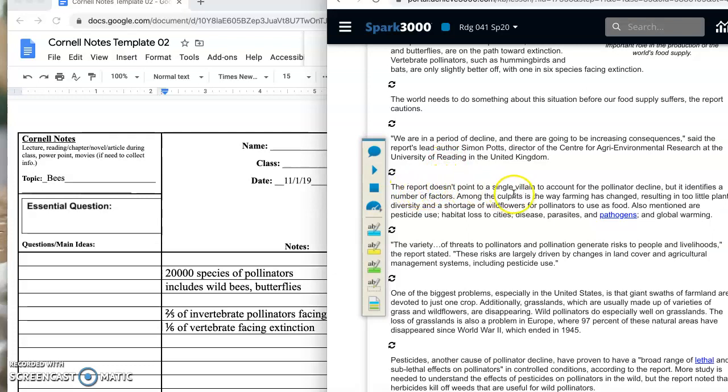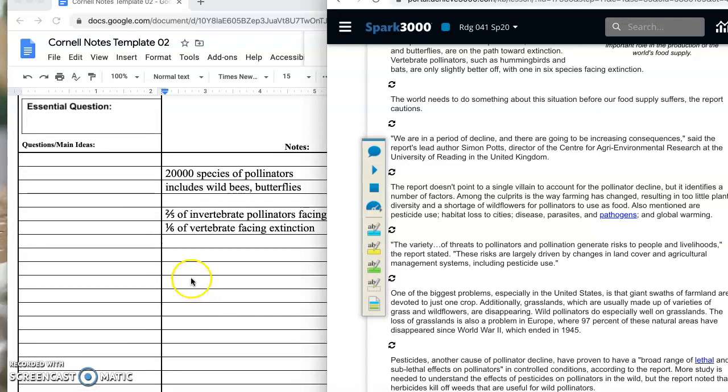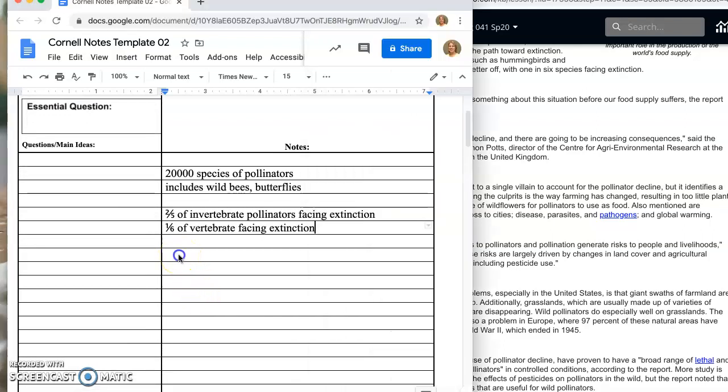The report doesn't point to a single villain to account for the pollinator decline, but it identifies a number of factors. Among the culprits is the way farming has changed, resulting in too little plant diversity and a shortage of wildflowers for pollinators to use as food. Also mentioned are pesticide use, habitat loss to cities, diseases, parasites, and pathogens, and global warming.